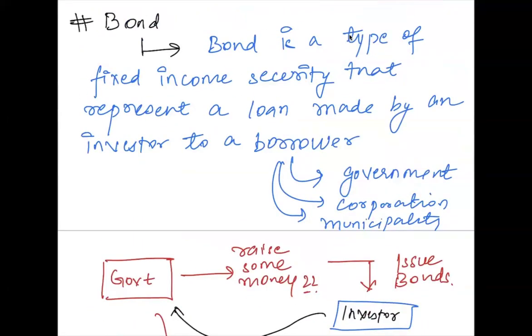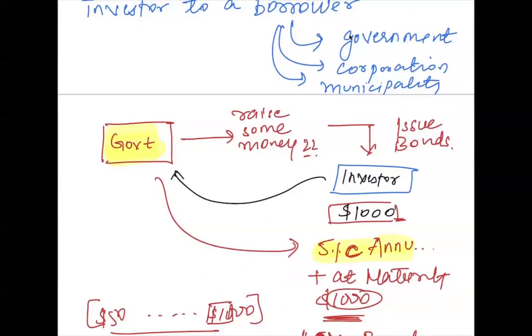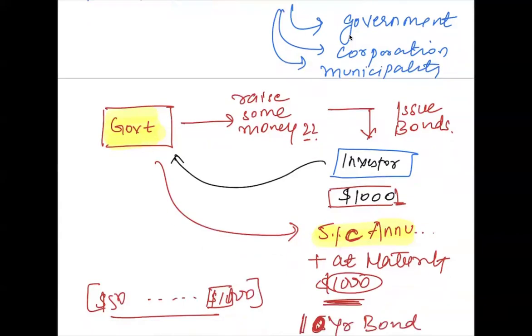Going back to our definition, a bond is a type of fixed income security that represents a loan. Why does it represent a loan? Because the government wants a loan, and that's why they are issuing a bond. Investors like us buy those bonds and give certain money to the government. In return, the government will pay us a coupon, and this coupon is nothing but the fixed income. Is this concept clear to everyone?